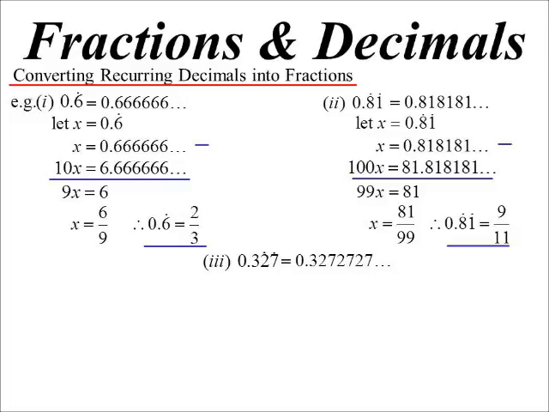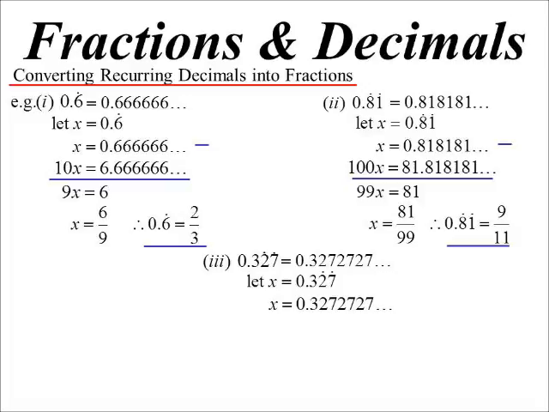Now for this one, that's 0.327272727. Let's try the same idea. x is 0.32727272727. Now, I want to cancel the repeating bit. When all the numbers are repeating, if I have one number repeating, I multiply by 10. Two numbers repeating, multiply by 100. So the pattern seems obvious there. Three numbers repeating, multiply by 1,000.